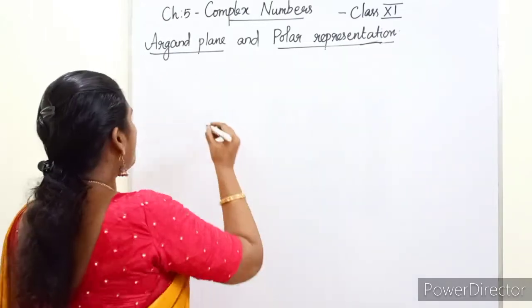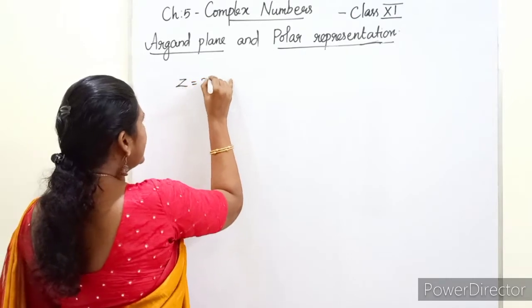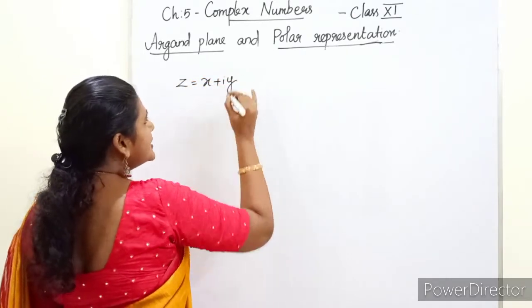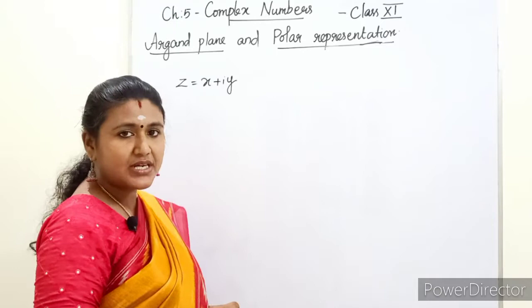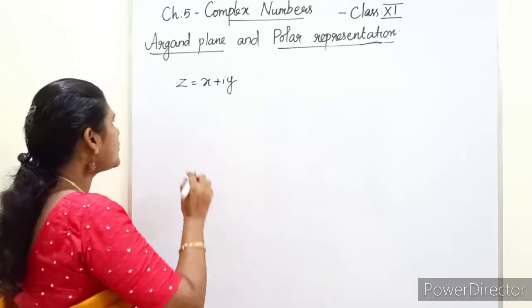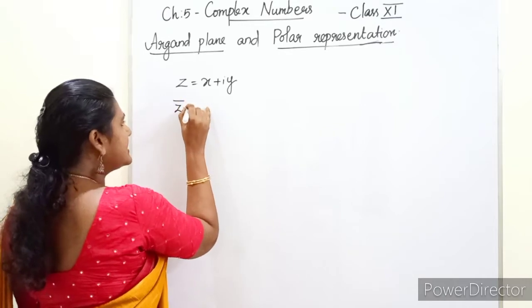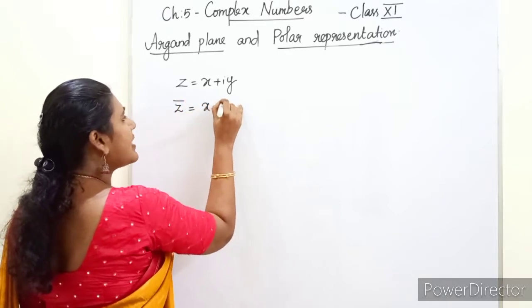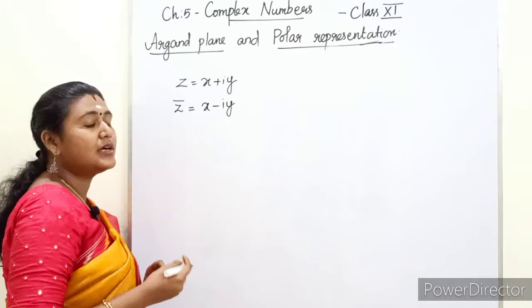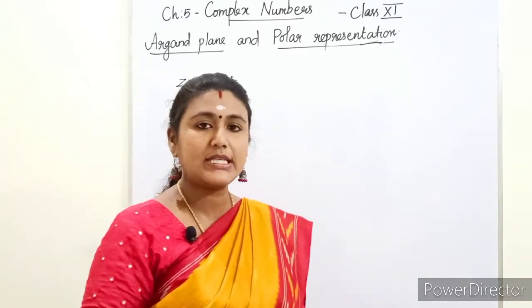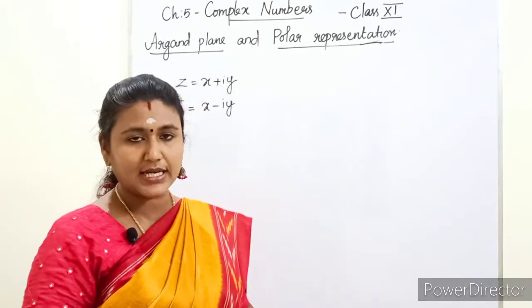Now we will take a complex number z is equal to x plus iy. What is its conjugate? In the previous class we discussed the conjugate of z. So z bar, the conjugate of z, is equal to x minus iy. How will you get the conjugate of a complex number? By changing the sign of the imaginary part.